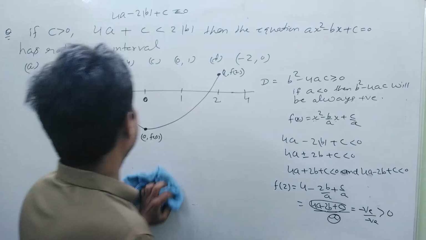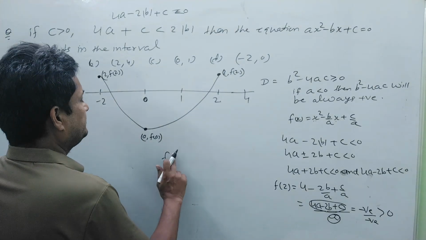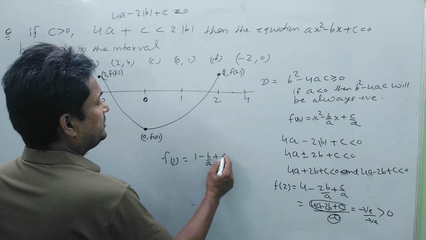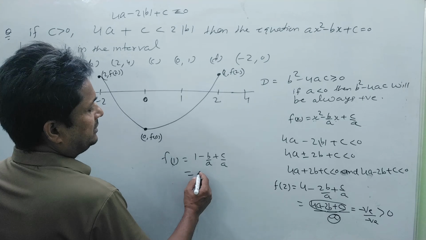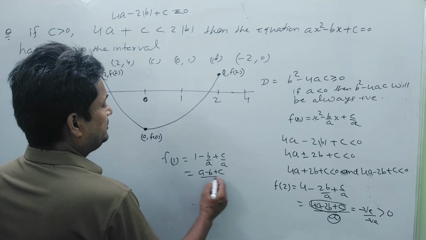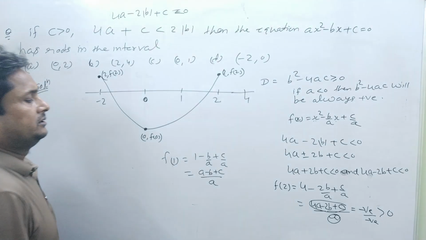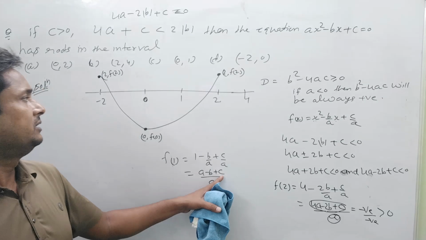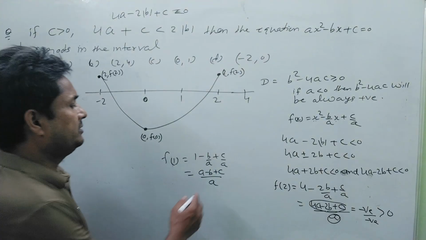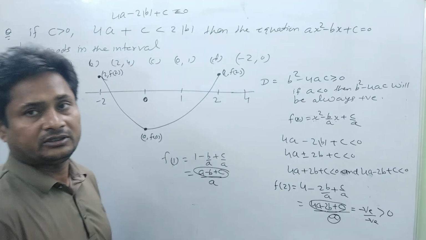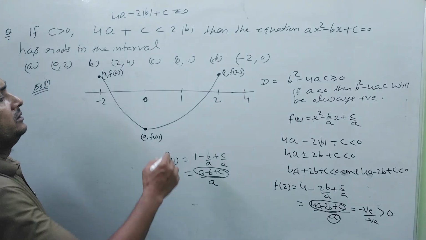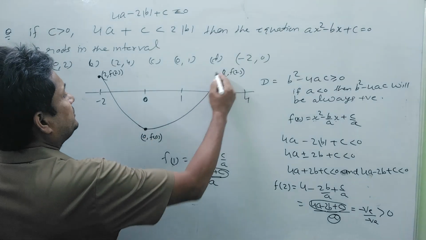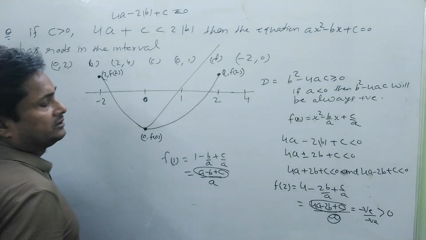We can find f of 1 also. Check about f of 1. What is f of 1? f of 1 will be 1 minus b by a plus c by a. This is a minus b plus c by a. a is a negative number, c is a positive number. So we cannot say about this number, a minus b plus c. So the graph can be like this one or the graph can be like this one.